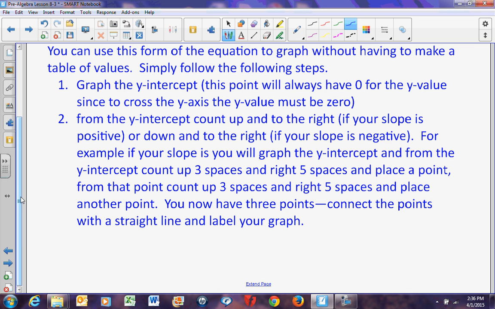For example, if your slope is 3/5, you will graph the y-intercept, and from the y-intercept, count up 3 spaces and right 5 spaces and place the point. From that point, you count up 3 more spaces and right 5 spaces and place another point. And when you have 3 points, connect the points and label your graph. I'll go through some examples to make this easier.